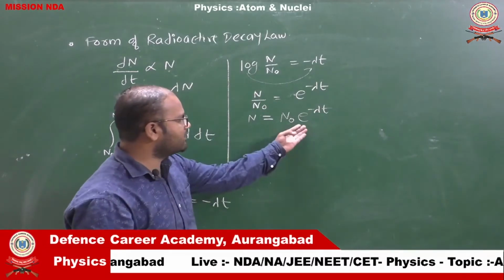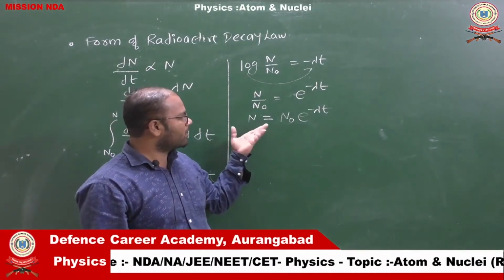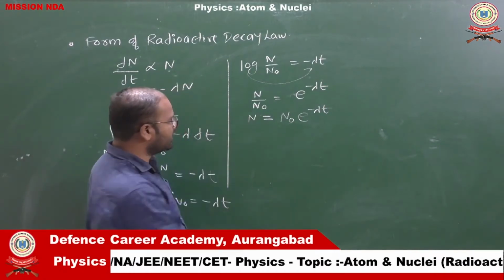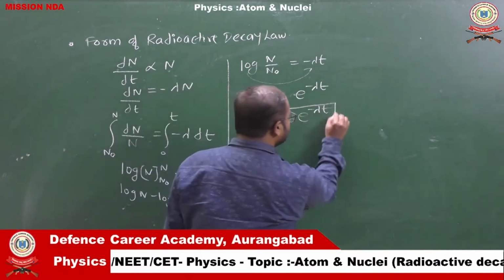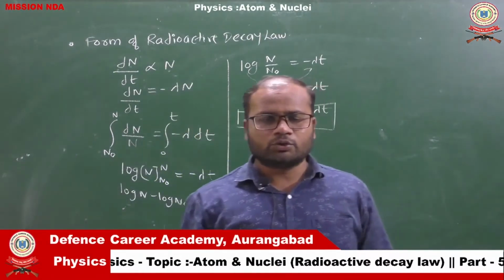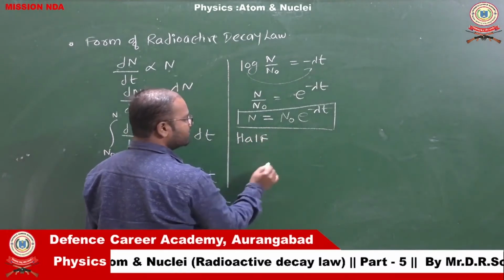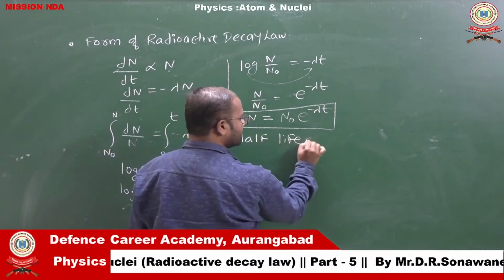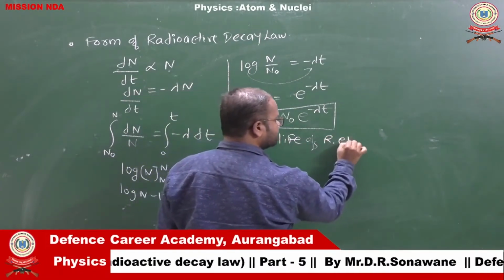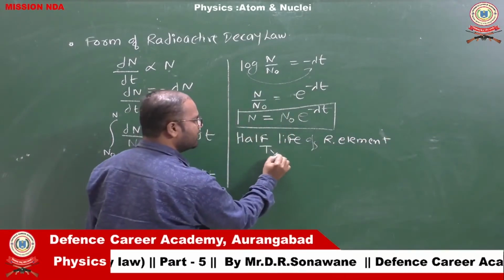It means time is varying exponentially with the number of nuclei. So for plotting the graph, this equation is very important. By this equation we can find out the half-life of the radioactive element. The half-life is denoted by T half.